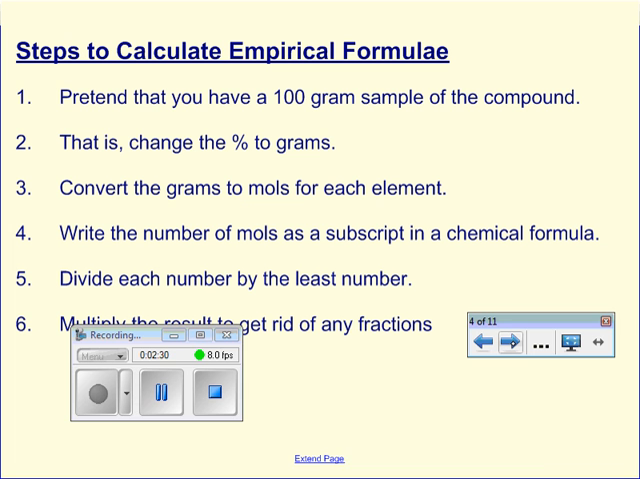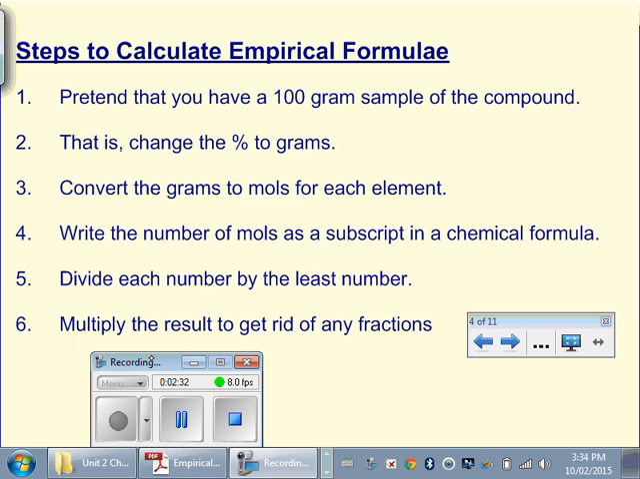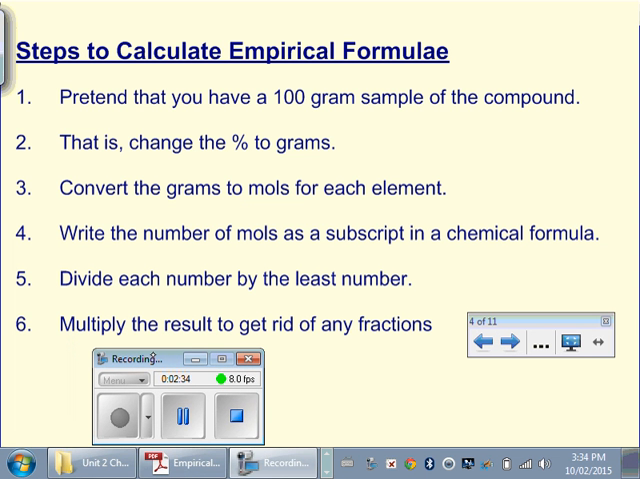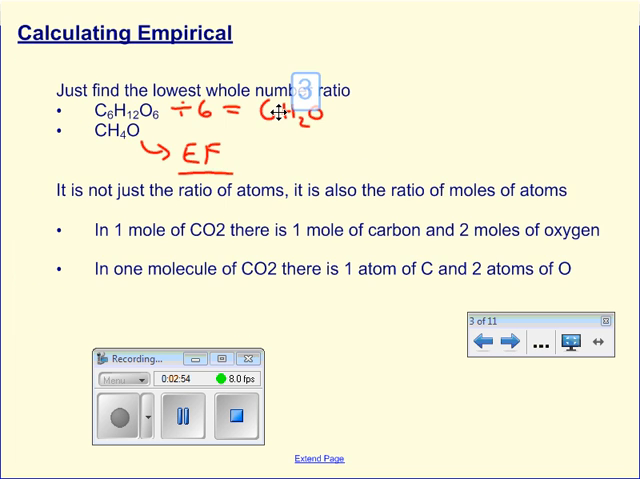Now, if I'm going to calculate empirical formula, first thing I'm going to do is I have to pretend that there's 100 grams of a sample in the compound. Because odds are I'm going to get this as a percentage, so I have to convert it and assume the whole thing is made up of the compound. So I have to convert the percentage directly to grams. So I have to assume a 100 gram sample.